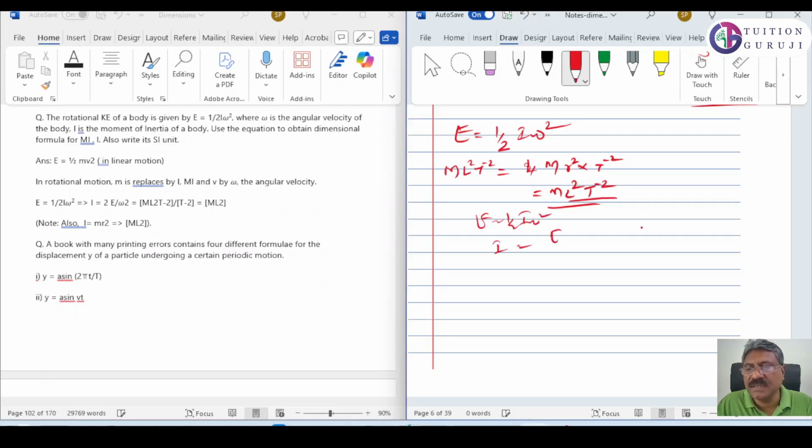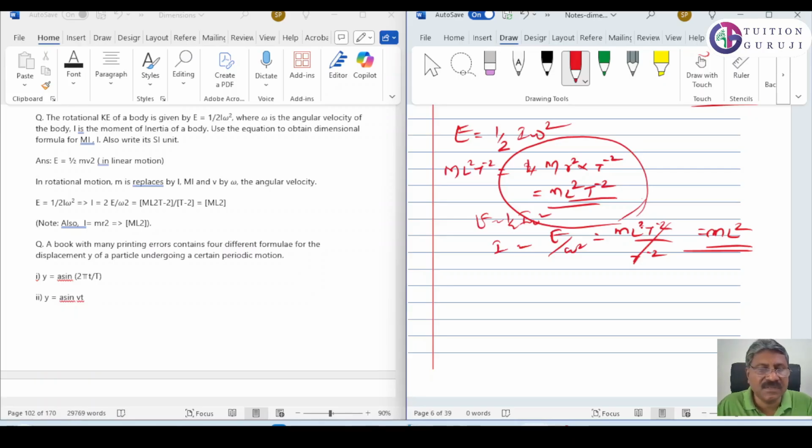So I is equal to E by omega squared, which is equal to M L² T⁻² by T⁻². So it will be M L². I is equal to M L². Okay. Because I have not written the question properly, that's why I have done all these things here. But actually it is the same anyway. The one we wanted to find out is actually I, the moment of inertia. So M L².